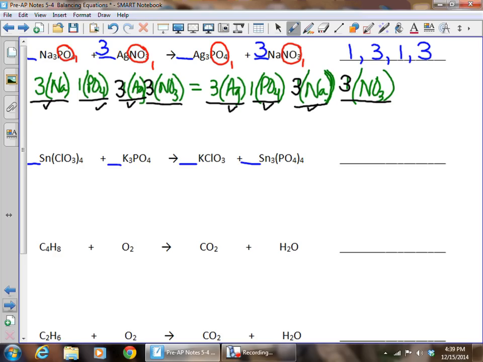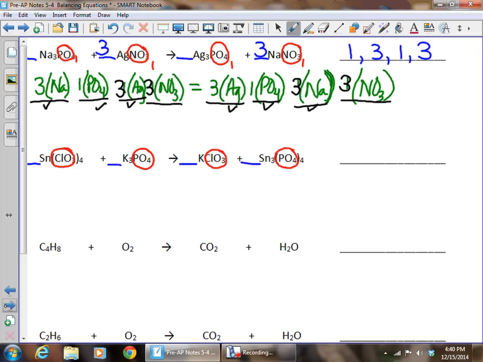And what did I say to do first? Circle those polyatomic ions. Remember, we're only going to circle what's inside the parentheses. So we've got now, and this only works if the polyatomic ion is on both sides. So circle those polyatomic ions first. And now let's go through and figure out what we've got.